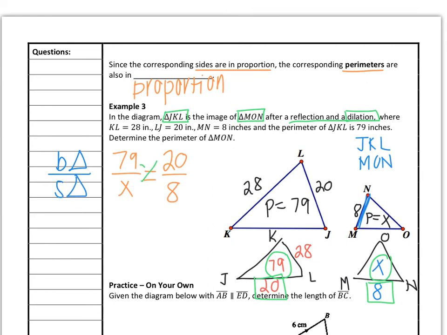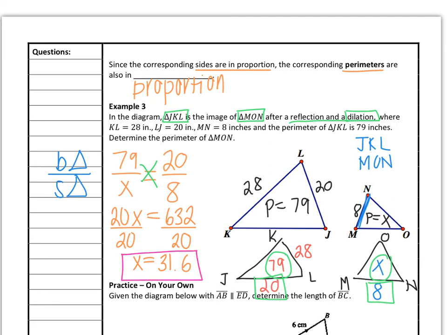All right, this one I'm going to cross multiply, so 20 times X is just 20X. 79 times 8, you definitely need your calculator, is 632. Divide both sides by 20, we get X equals 31.6.